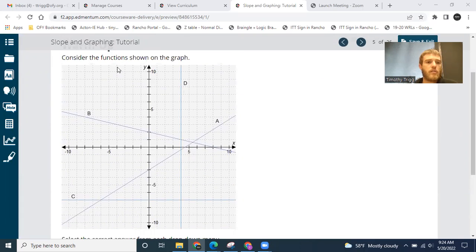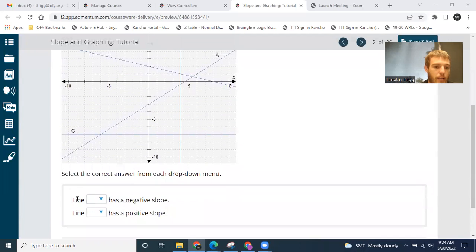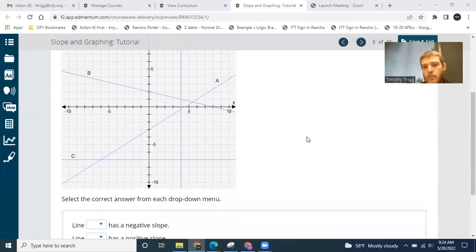It says, consider the functions shown on the graph. Well, actually, one of these is not a function. We learned that from last unit. Line D is not a function. But besides that, let's take a look. We want to find the line that has a negative slope.